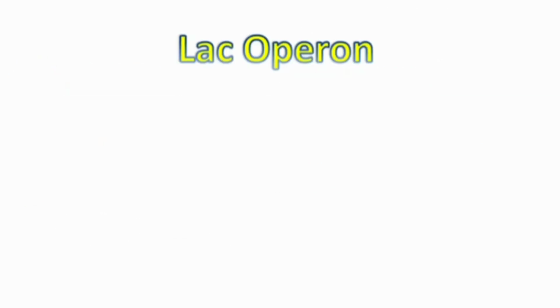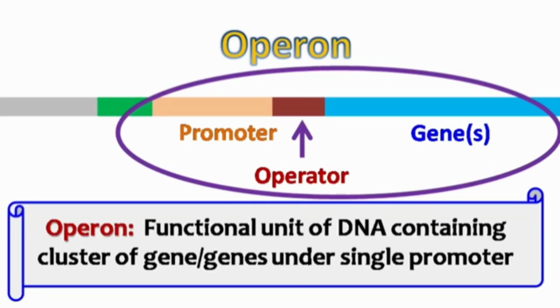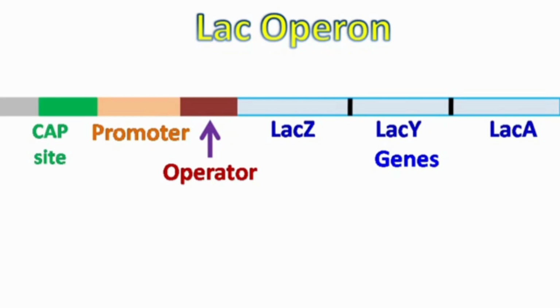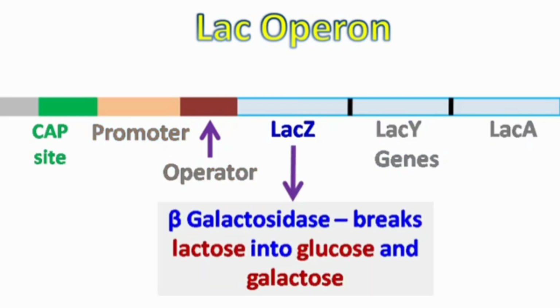Now let's talk about the LAC operon. An operon is a functional unit of DNA containing a cluster of genes under a single promoter. The LAC operon has three genes: LAC-Z, LAC-Y, and LAC-A. The LAC-Z gene encodes the beta-galactosidase enzyme. This breaks lactose into glucose and galactose.